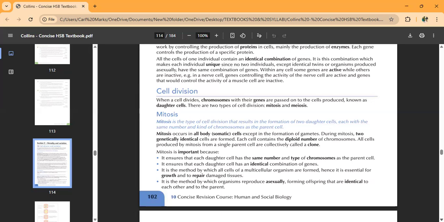So when a cell divides, its chromosomes with their genes are passed on to the cells produced, known as the daughter cells. Right, so when cells divide, they divide, making what are called what? Daughter cells. And we've got two kinds of cell division. We have mitosis and meiosis. Let's have a nice little definition here for mitosis. So I'm going to highlight it. So here, this is where we are at.